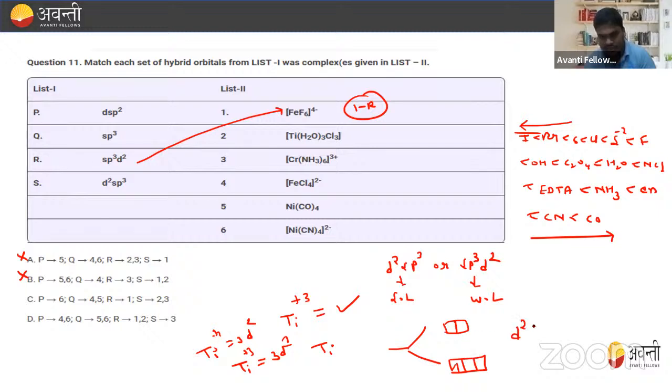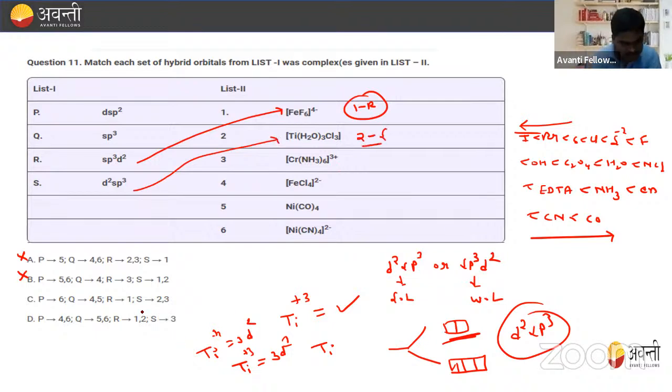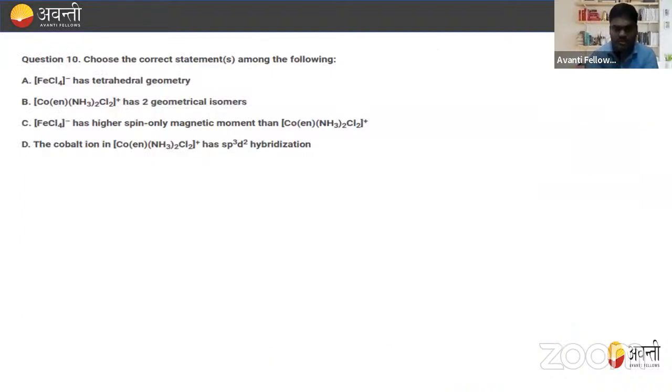So their shape is d2sp3 because the d orbital is empty, right? This d orbital is empty in this case. So the shape is d2sp3. So 2 is equal to S, so we can write 2 is equivalent to S. So here also S is equal to 2, S is equal to 3. So this is incorrect. So the only correct option is C. So by just solving the two points, we get the answer. C is the correct option for this, right? So this question is totally based upon CFT or VBT. By using either of these two theories, you can solve this question.